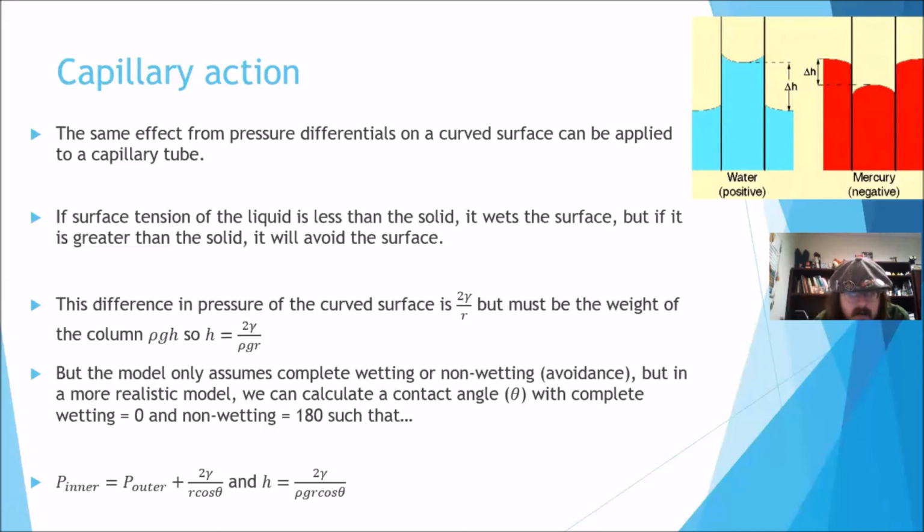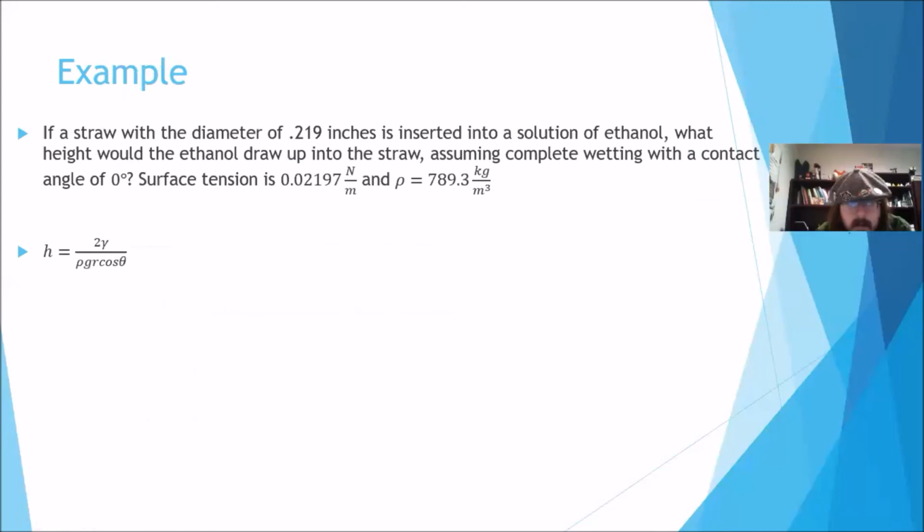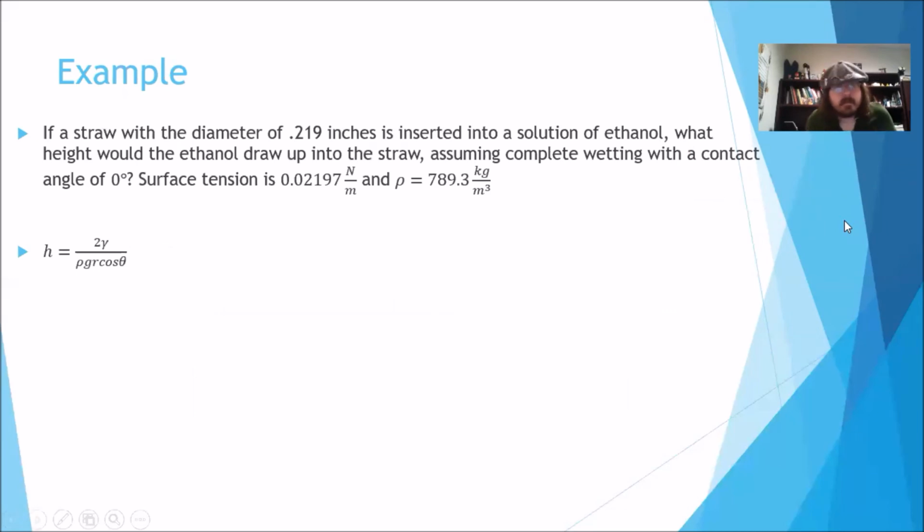But a more realistic model would deal with the contact angle, with complete wetting being zero and non-wetting being 180, such that we'd have to say it's r cosine theta, and thus height is 2 gamma cosine theta over rho g r. It's kind of like dealing with activity and activity coefficients, where it's not 100% or 0%, it's some factor in between. But okay, let's look at this last problem to finish off this chapter.